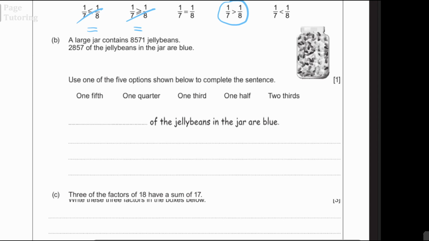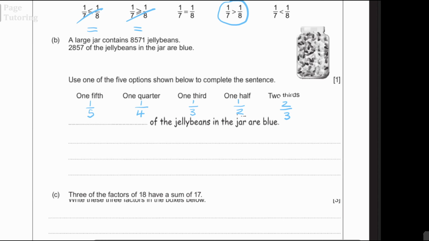And hopefully from previous videos you're getting the gist that I'm not a fan of words, being someone who is dyslexic. So any chance I get, I'm going to convert this into just numbers and just maths. So 1/5, that's 1/5. 1/4, a quarter of something, that's 1/4. 1/3. 1/2. And 2/3, so that's 2/3.